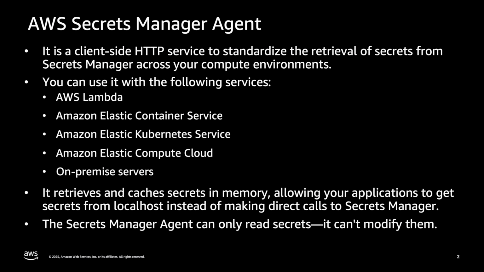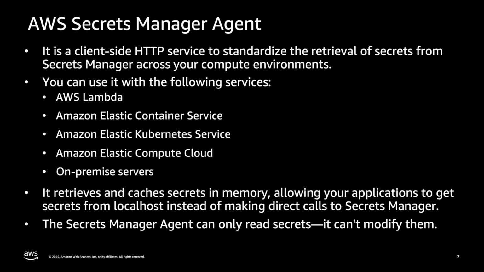The AWS Secrets Manager Agent is a client-side HTTP service that helps you standardize how you consume secrets from Secrets Manager across your compute environments. These are the following examples that you can use Secrets Manager Agent with. You can use it from AWS Lambda, with Amazon ECS, with EKS, with EC2, or you can use it on your on-premise servers.